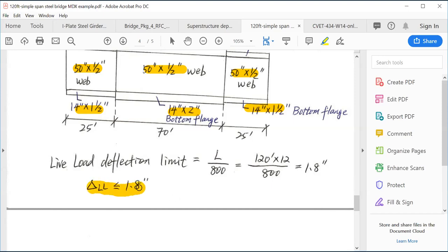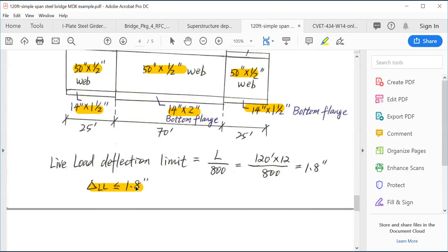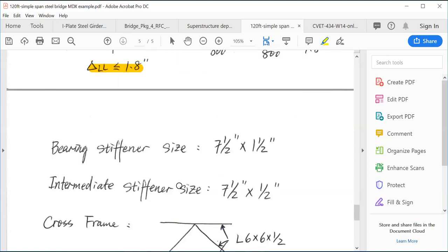If you find the live load deflection greater than 1.8 inch, it means that we have to increase the moment of inertia, and usually we need to increase the depth of the web. Okay, so if the deflection doesn't work, we will fix the design by increasing the depth of the web. Just make the girder deeper in order to increase the moment of inertia.